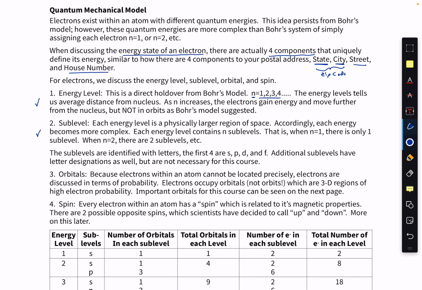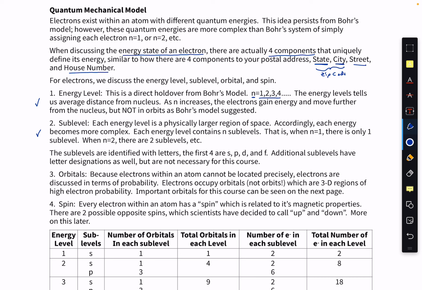And again, Bohr's model does not have any of these other parts, so this is where it gets a little more complicated. But as we move further and further from the nucleus, each of these energy levels becomes physically bigger, a larger region of space. And so each energy level then becomes more complex. What we find is that each energy level contains n sublevels, where n is equal to the energy level. So when n equals 1, there is only one sublevel. When n equals 2, there are 2 sublevels. When n equals 5, there are 5 sublevels. So it gets more complicated the further from the nucleus that you go.